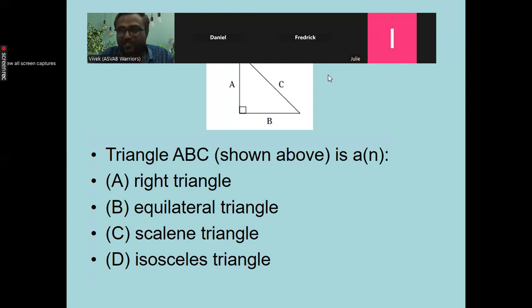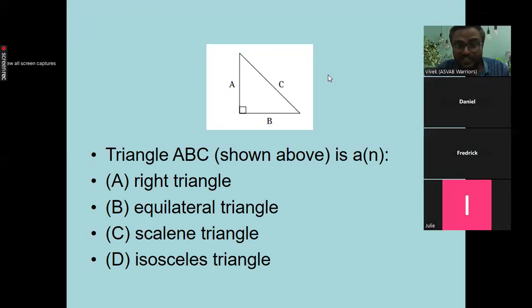Tada! Give me the answer to this question. This question has appeared in your sample papers of the ASVAB exam, so there are high chances of questions like this coming directly in your exam. So which type of triangle is shown in the figure? Daniel, Frederick, Julie, Jacob. Frederick says yes. Absolutely right, buddy.